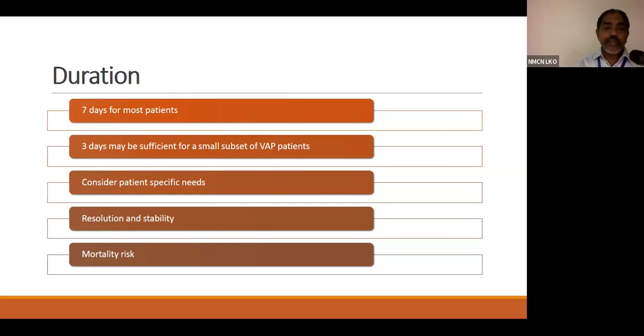The duration should be guided by resolution of clinical signs and symptoms and clinical stability, and risk of mortality should be assessed before deciding the duration of therapy. Sometimes patients who have increased risk of mortality, a longer therapy may be given.